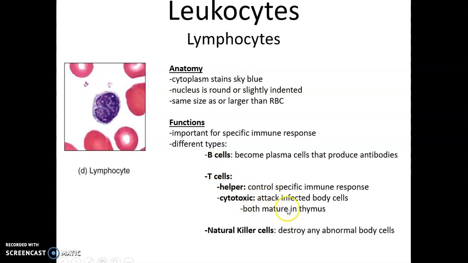And T cells both mature in the thymus. And then the third big category, natural killer cells. Natural killer cells are lymphocytes that destroy any abnormal body cell. So if this body cell seems abnormal, is it infected with something? Is it becoming cancerous? Whatever, the natural killer cell will destroy those abnormal body cells.